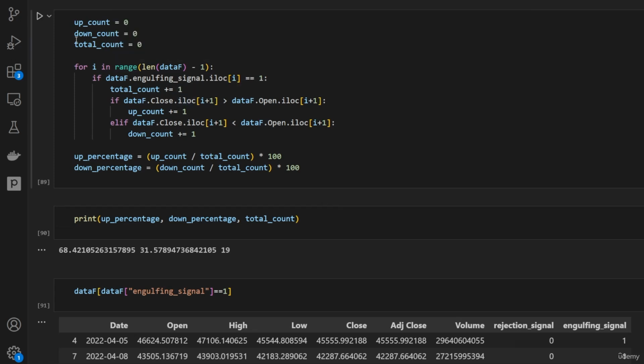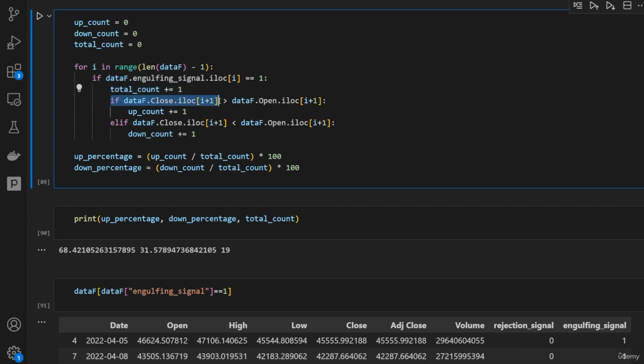Now to start counting the number of up counts, down counts, and the total counts, we can loop for i in range over the whole data frame. And if the data frame engulfing signal i is equal to 1, so if we have a bearish signal as an engulfing signal, we can count the number of times we have this signal. This is the total count.